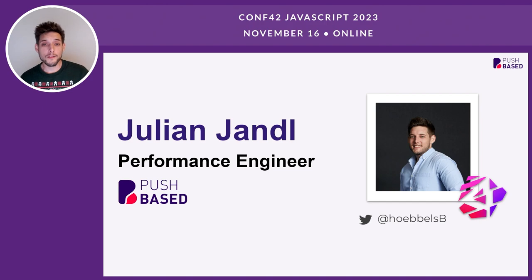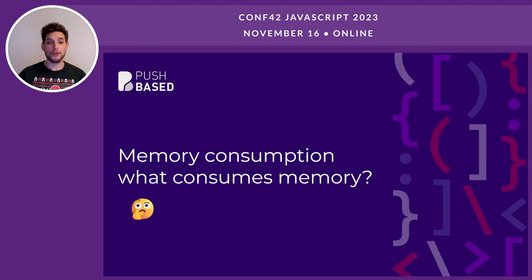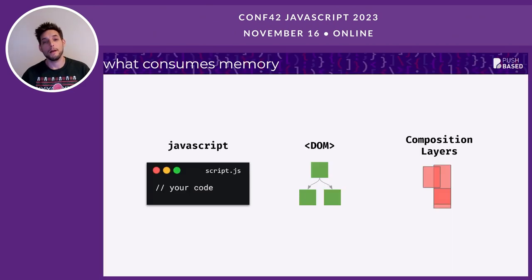So let's first talk about memory consumption. What consumes memory in our application? There are three main contributors that contribute to the amount of memory of our application, or of the given browser tab running our application. On the first end, we have the JavaScript code we write, then we have the DOM we produce with our templates, and we have the composition layer we produce with our style sheets.